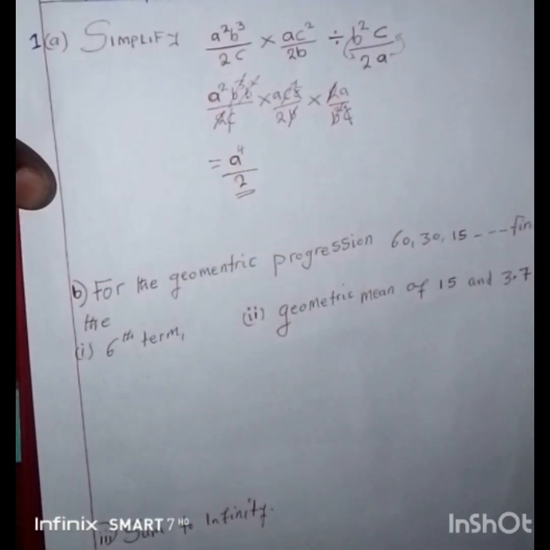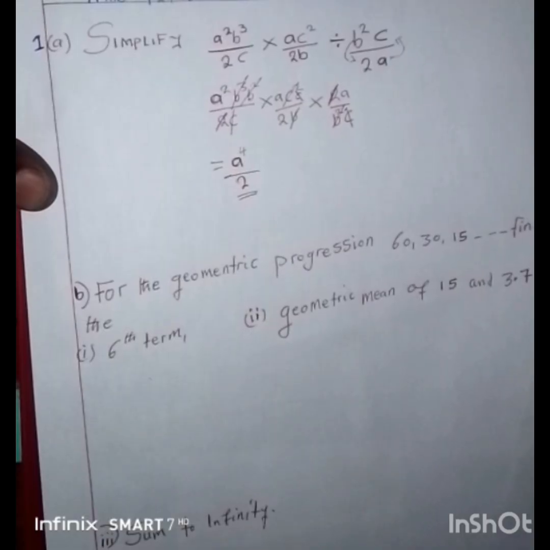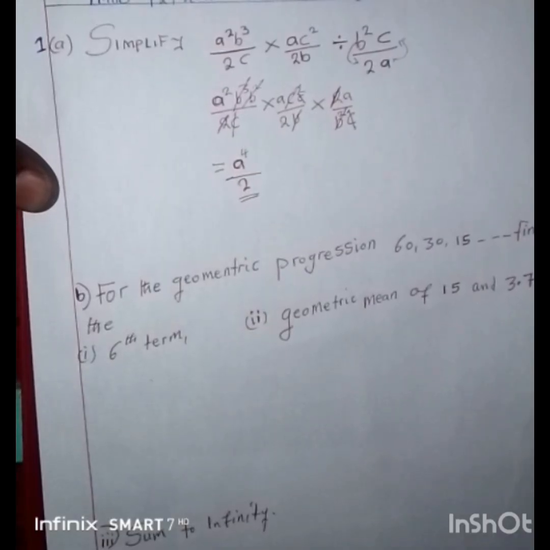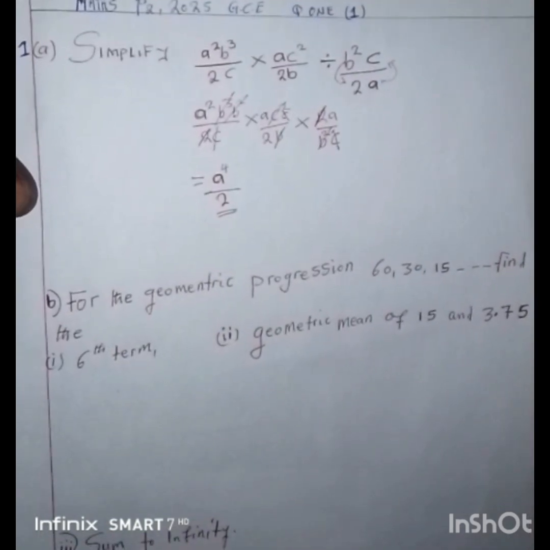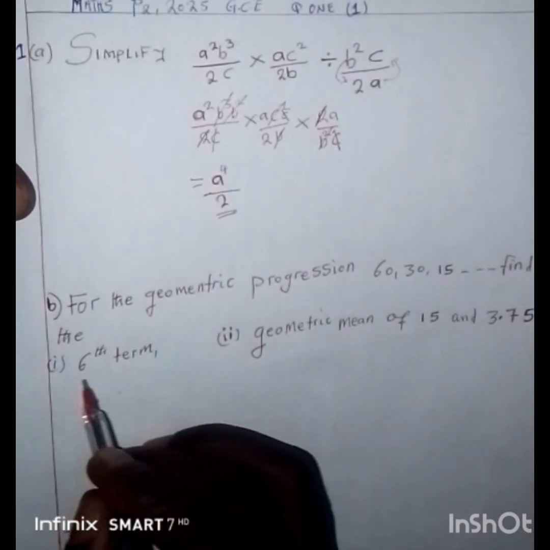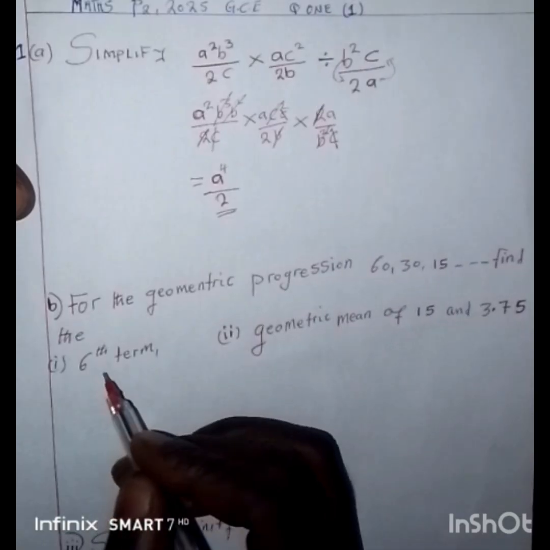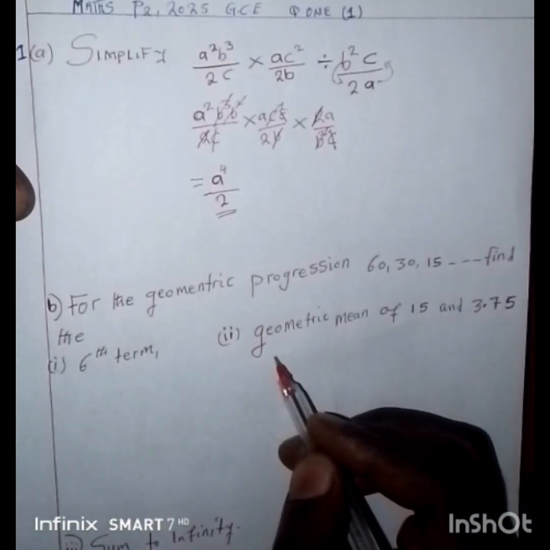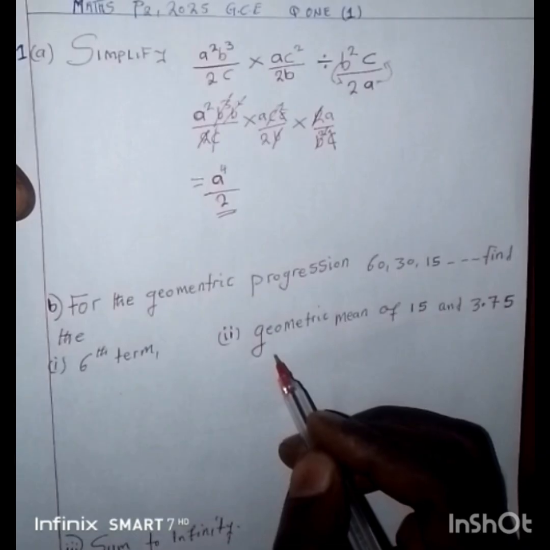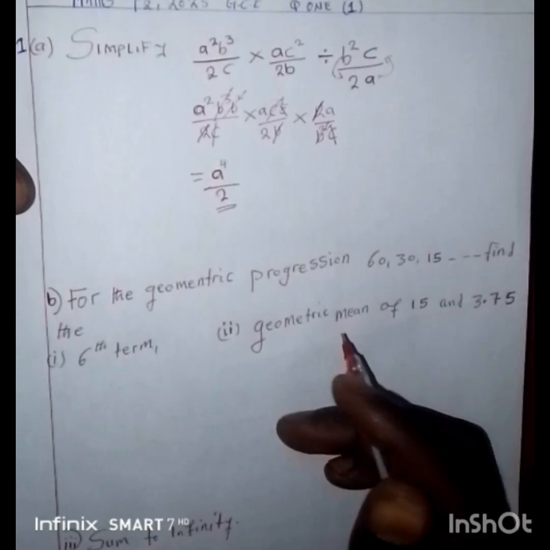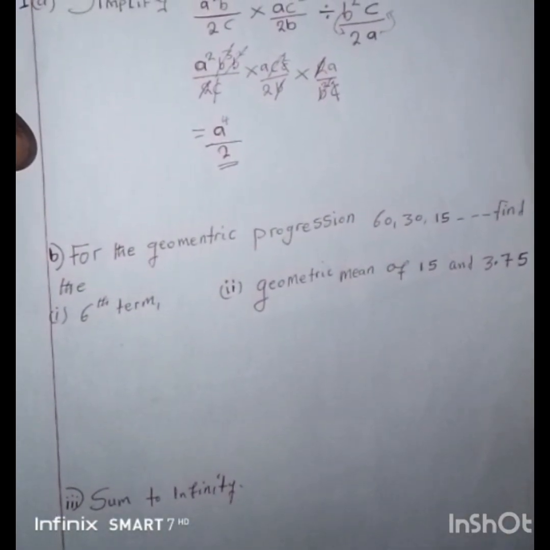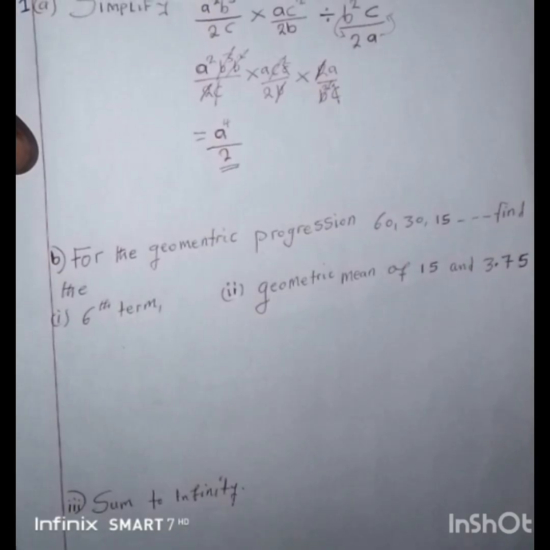Alright, then let's go to question number B. For geometric progression 60, 30, 15. Right, B1: find the 6th term. Number 2, or B2: find the geometric mean of 15 and 3.75. And the last one to this question is find the sum to infinity.